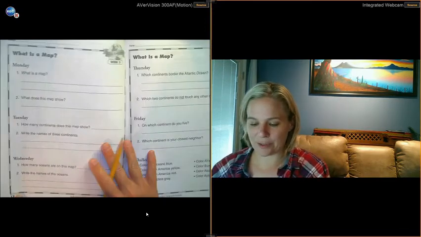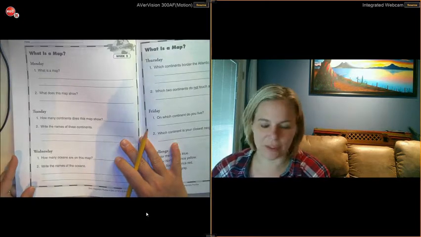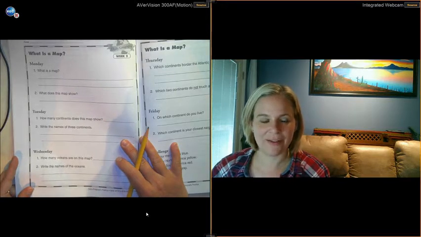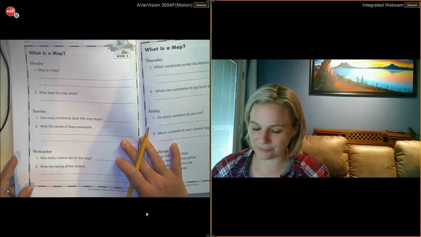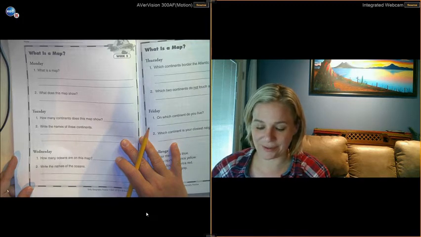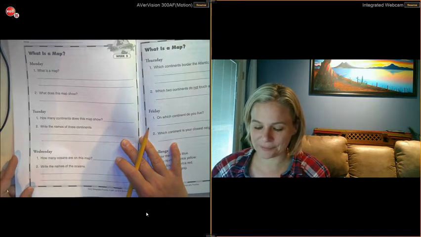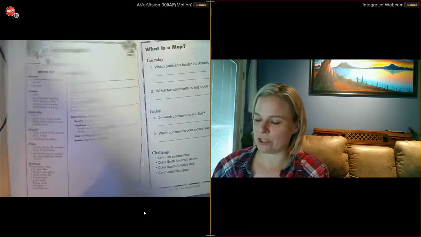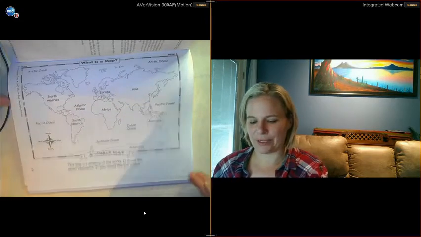So you're going to complete a couple of pages over here asking about the map. Ask what is a map? So you can write in something about how it's a drawing and shows us where things are. If you need to pause the video during any of these, you can do that to get your answer in, and there's no problem with that. What does this map show? Is this a map of my bedroom? A map of a state? No. This one is a world map, so you can write in that it's a world map.